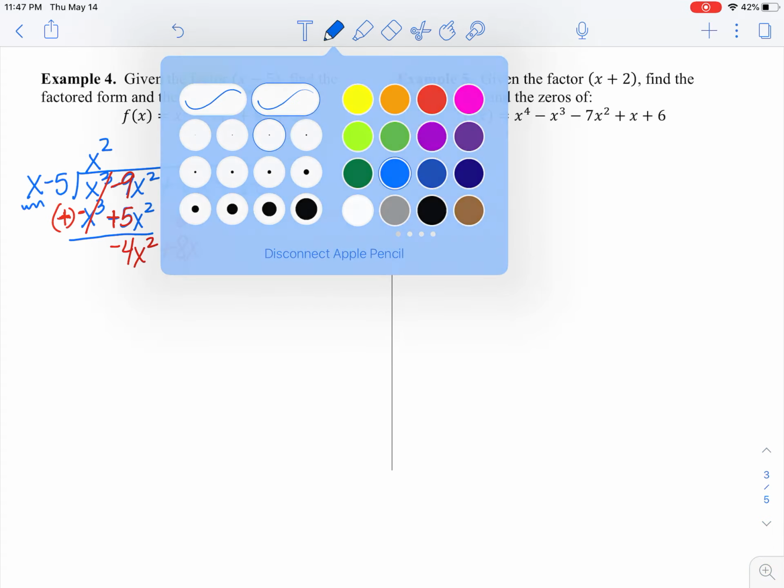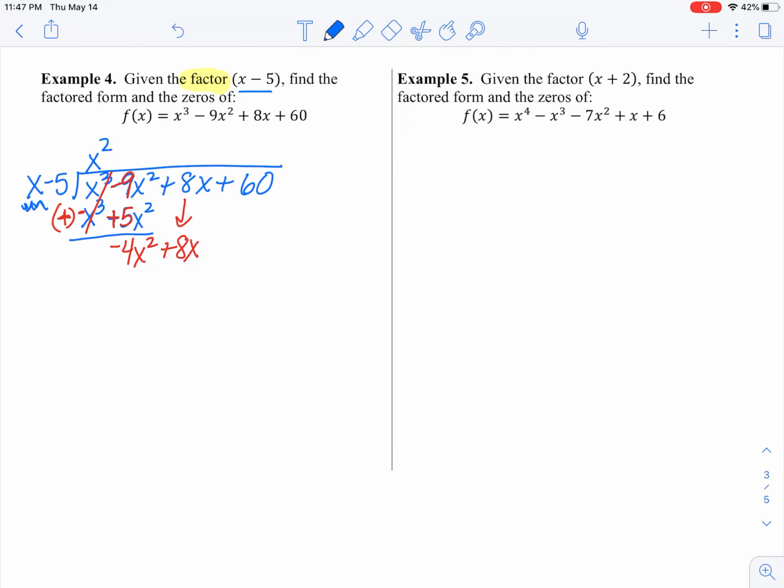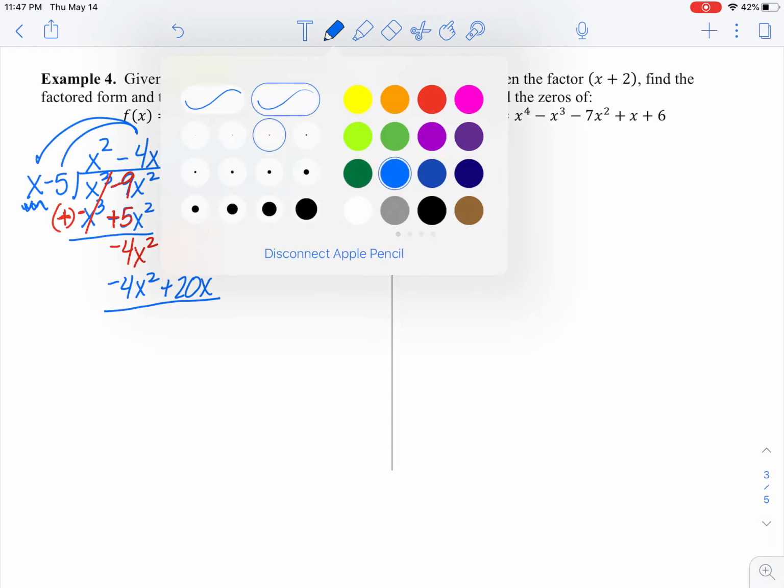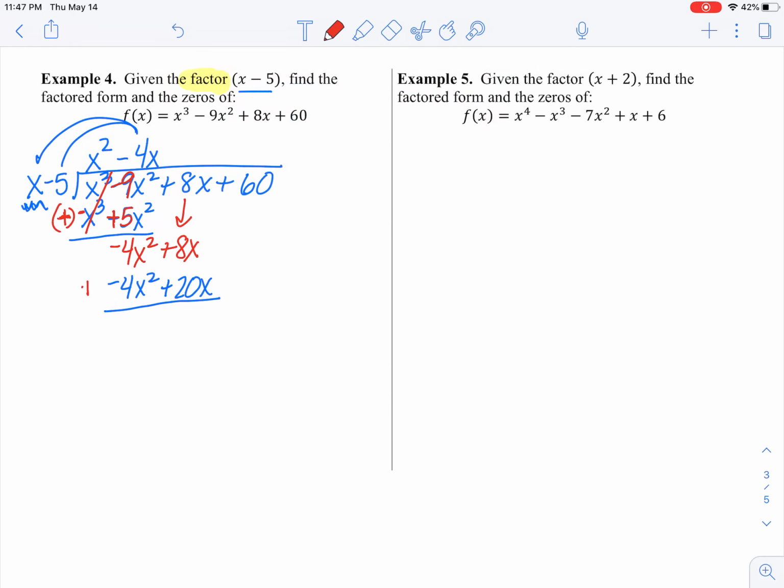And we start by saying x goes into negative 4x squared how many times, or what times x will give me the negative 4x squared? Oh, a negative 4x. And then we're going to distribute. Negative 4x times x is minus 4x squared. Negative 4x times a negative 5 is plus 20x. And then we're going to subtract, which is the same thing as adding the opposite. So we add and then change your signs.